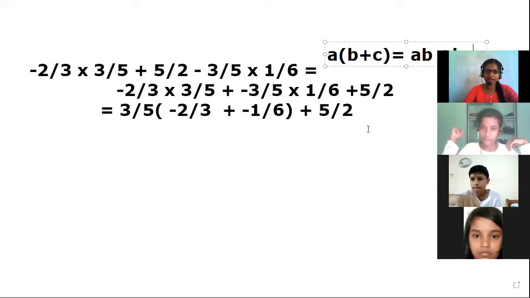Using this, I am just writing this. Here, for A, I have chosen 3 by 5, in place of B here is minus 2 by 3, and in place of C it is minus 1 by 6. Then it's A into B, that is minus 3 by 5 into 2 by 3, plus A into C, that is 3 by 5 into minus 1 by 6. I am just interchanging the negative sign for 3 by 5 and 1 by 6. Is it clear now?